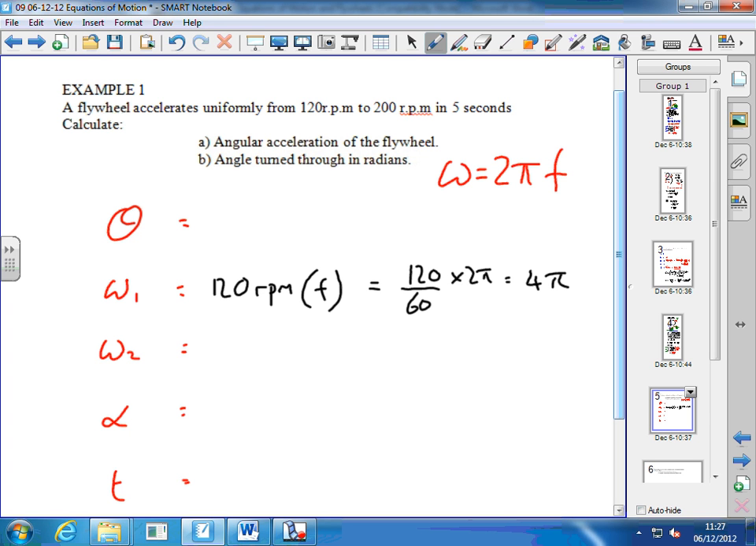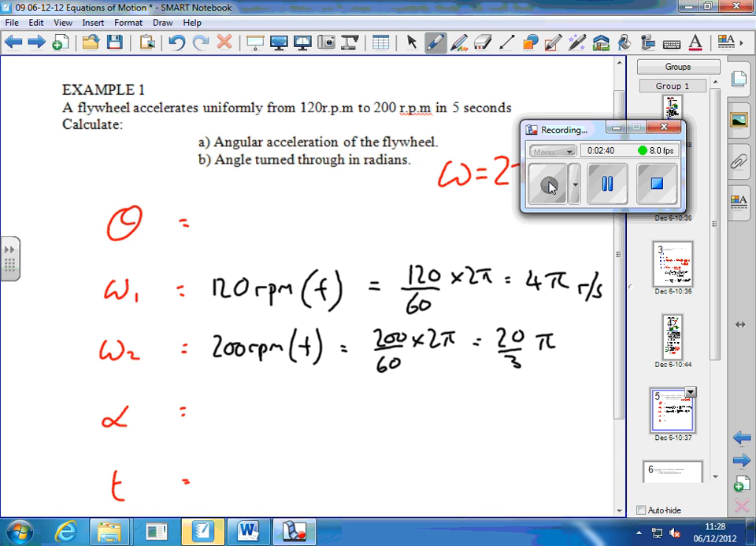Often worth leaving it in terms of pi. So let's leave it in terms of pi at the moment. That's 4 pi radians per second. So similarly for omega 2, the frequency is 200 RPM. So therefore omega 2 equals 200 over 60 times 2 pi, which is 20 over 3 pi radians per second.